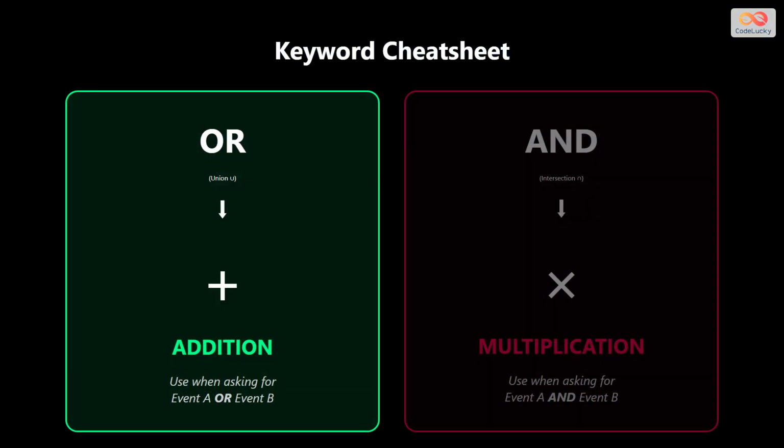A helpful tip for solving probability problems is to look for keywords. The word OR usually hints at addition or the union of events. The word AND usually hints at multiplication or the intersection of events. When you see OR, your first thought should be add, but always check if the events can happen together first.